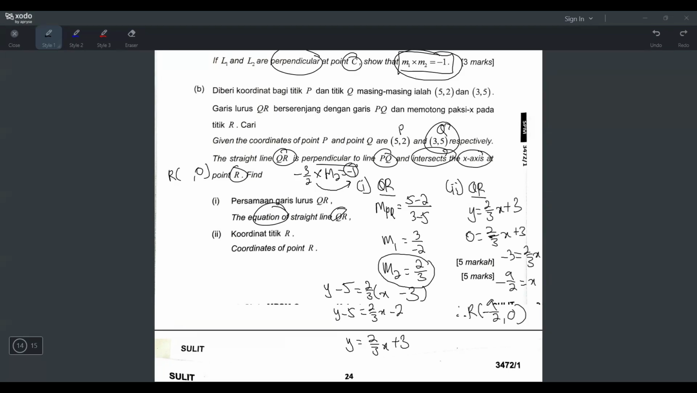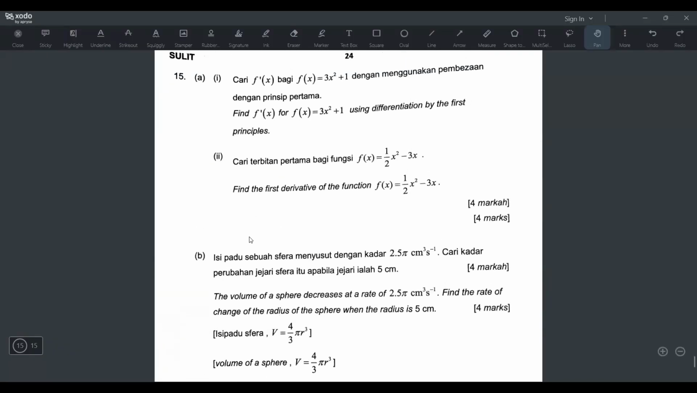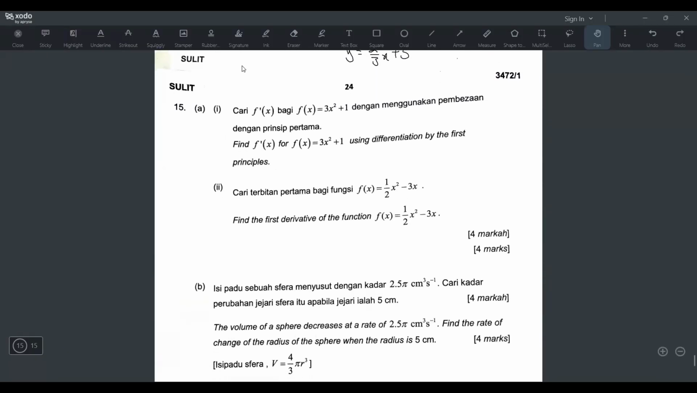2 over 3x plus 3, 9 over 2, 0, -9 over 2, 0. Yeah, correct. Okay, sudah siap. Okay, I think I'm at my last question, so let's finish it.